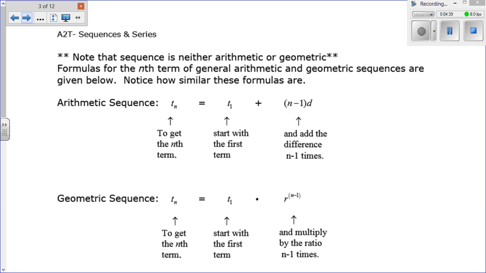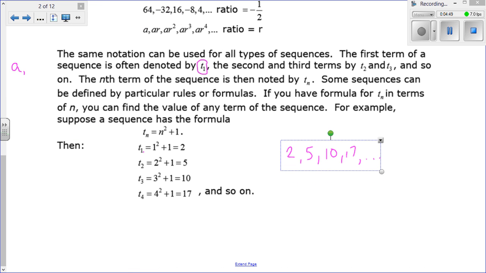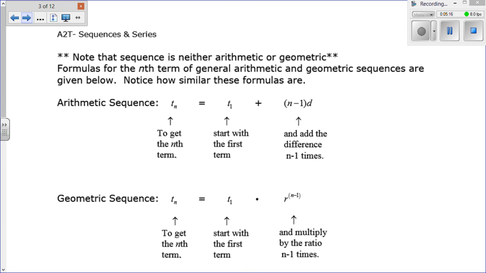Note that this sequence is neither arithmetic or geometric. If we look back at it real quick, there is no common difference. Here when I subtract I get 3, here when I subtract I get 5, here when I subtract I get 7. If I divide I'd get 5 halves, and then 10 fifths, which is 2, and then 17 tenths. Okay, not the same value. So therefore it's neither geometric or arithmetic.